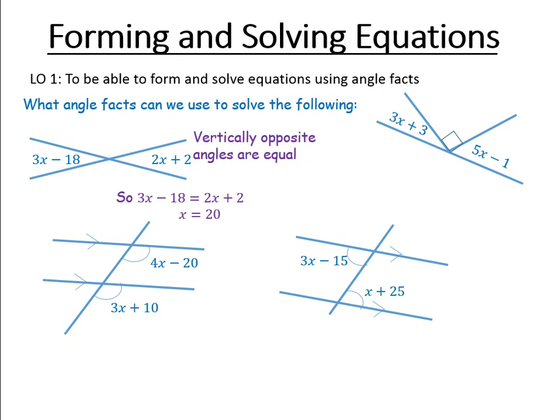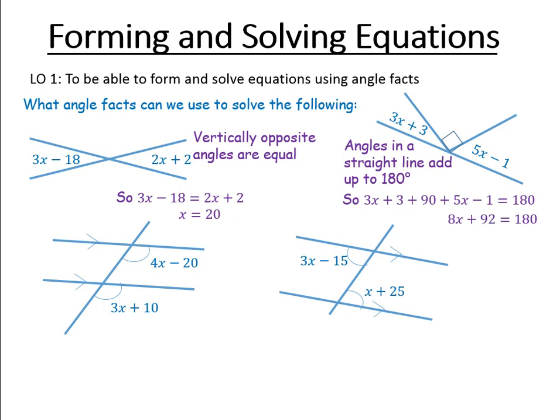All right. What about this one here? Angles on a straight line. Please copy these examples and these facts in your books. Okay, angles in a straight line add up to 180 degrees. So 3x plus 3 plus, that's a 90 degree, okay, plus 90 plus 5x minus 1. All of that will be equal to 180. So you form the equation. Okay, you simplify it, and then you solve it.